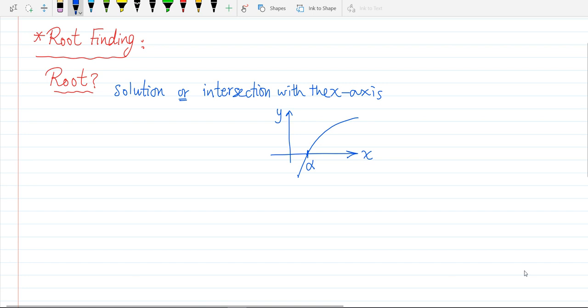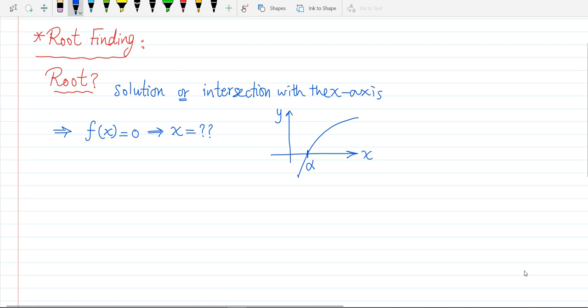And for sure, if you need to find the root for an equation, it must be written in the zero form. So it should be written like this, f of x equals zero, in order to be able to find the x, which means it is the root of this equation.